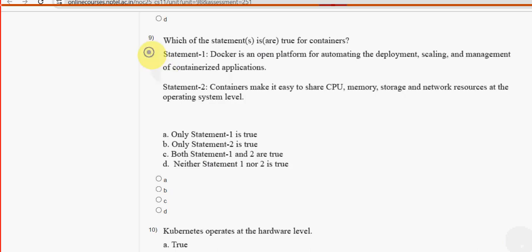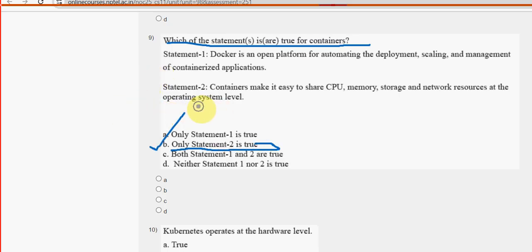Next, ninth one. Ninth question: which of the statements is or are true for containers? For the ninth question, only statement 2 is true, guys. This is the one, option B.